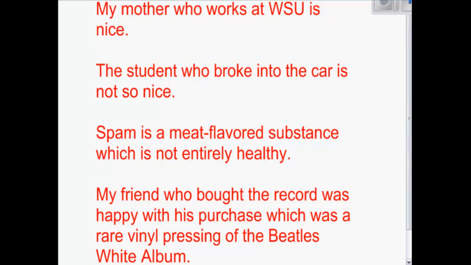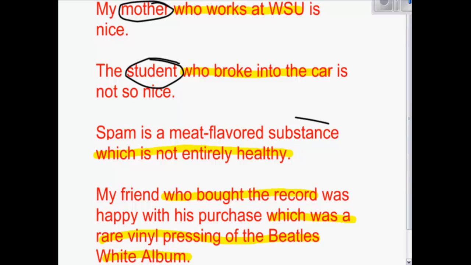So as we look at this, we've got: My mother who works at WSU is nice. The part that is redescribing is who works at WSU. The student who broke into the car, who broke into the car is redescribing. Spam is a meat-flavored substance which is not entirely healthy. This is the part that is redescribing. My friend who bought the record, this is the part that's redescribing, was happy with this purchase, which was a rare vinyl Beatles album. This redescribes.